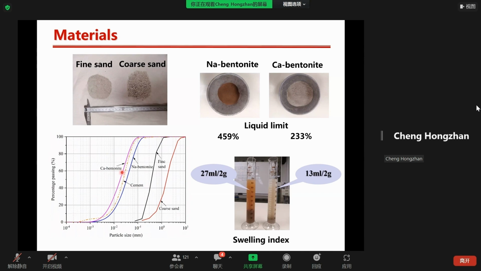And the 2 bentonites were categorized as sodium bentonite and calcium bentonite. Based on their liquid limit and swelling index results, we can find that sodium bentonite has a much better water retention capacity and swelling potential.